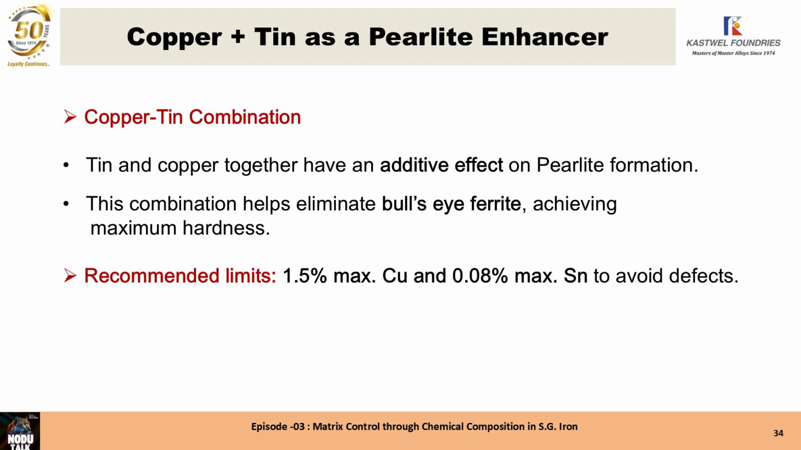Tin and copper combination as pearlite addition. Tin and copper together have an additive effect on pearlite formation. This combination helps eliminate bullseye structure, achieving maximum hardness. Recommended limits for these elements: 1.5% copper and 0.08% tin to avoid defects.